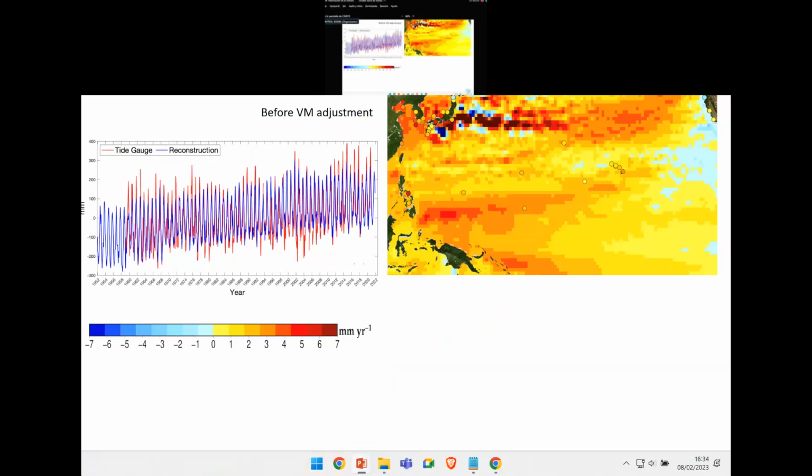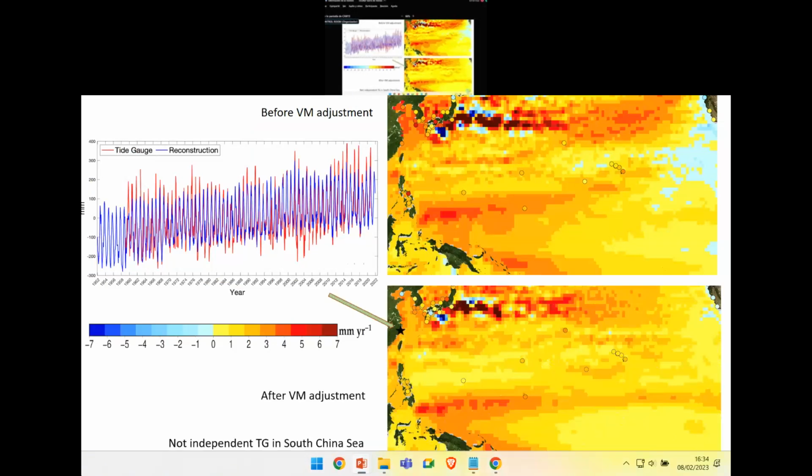So the final case is in the South China Sea. The station is over here, and this is actually a dependent case. In other words, the tide gauge data is already used in the reconstruction. So you could see that the reconstruction will extend the tide gauge time series back from 1952. So I think this is the end of my talk.